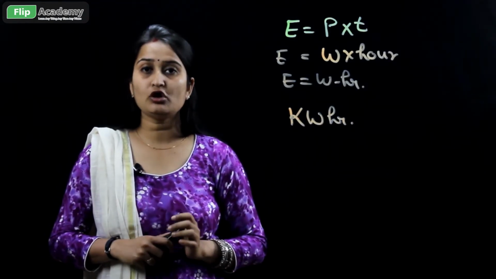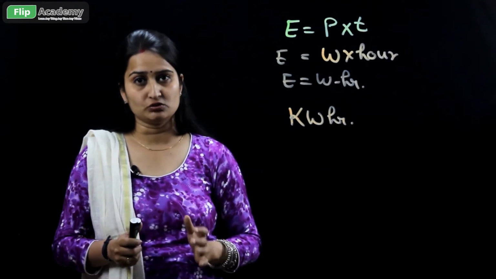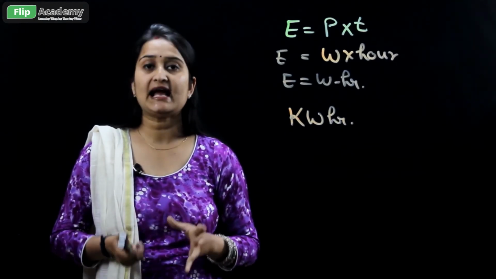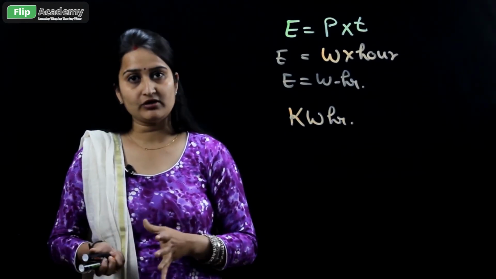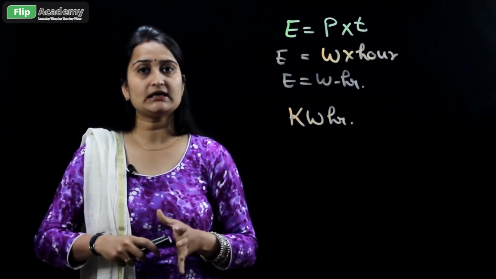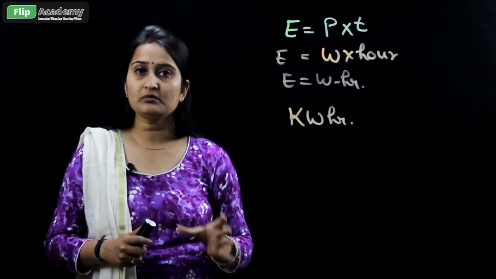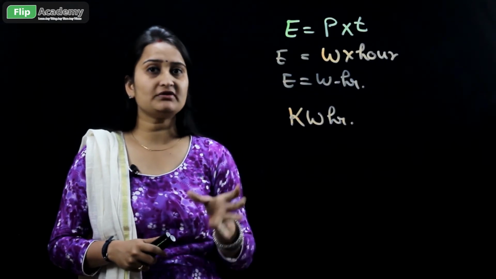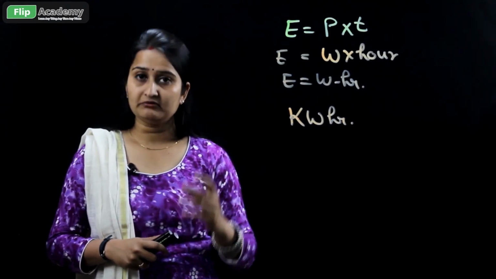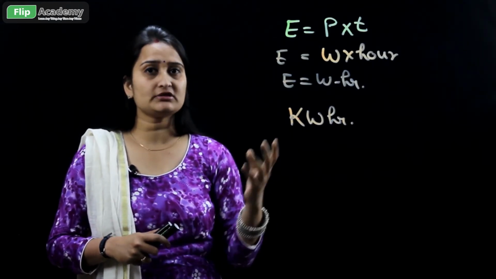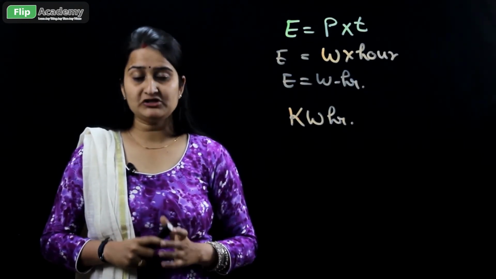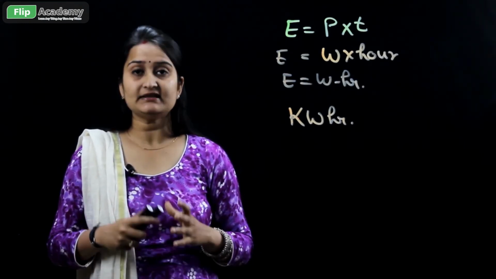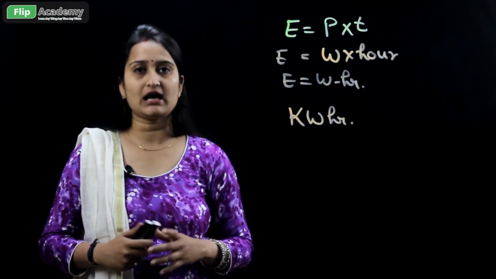The SI unit of electrical energy is joule. The joule is the unit of work done. Electric energy and work done are the same thing. So, to measure smaller quantities, we generally use joules. But when we move toward the commercial side, or when we have to measure a bigger quantity of energy, then we use kilowatt hour.